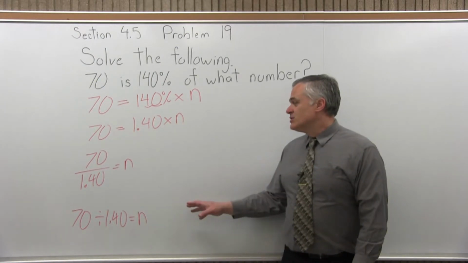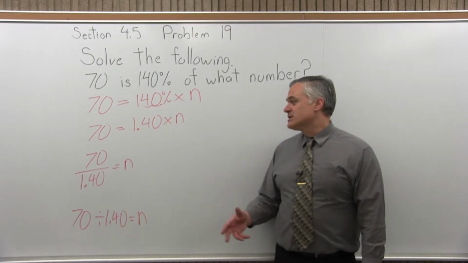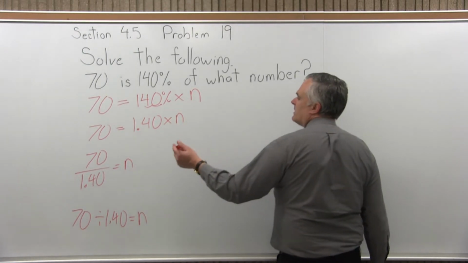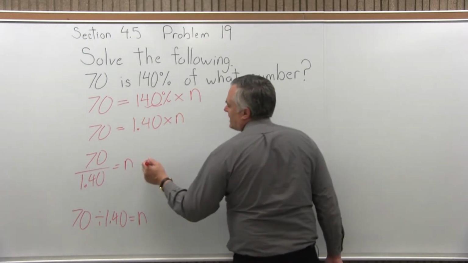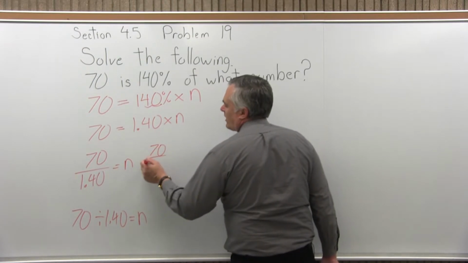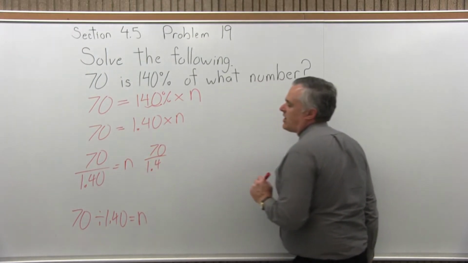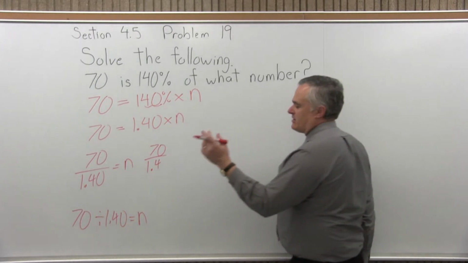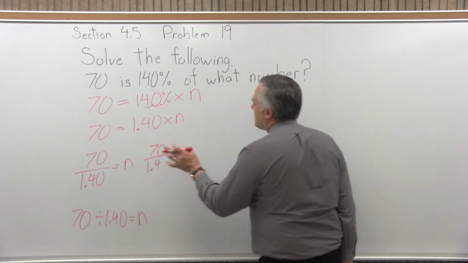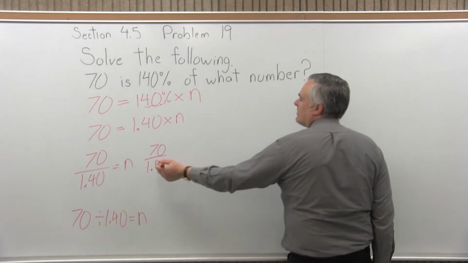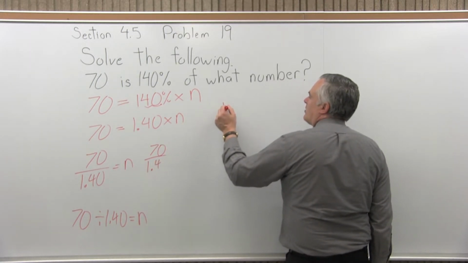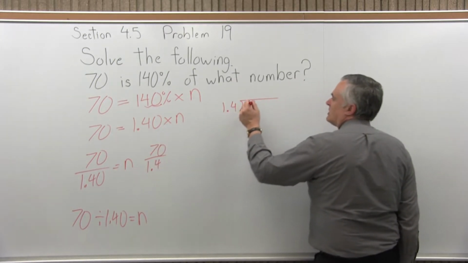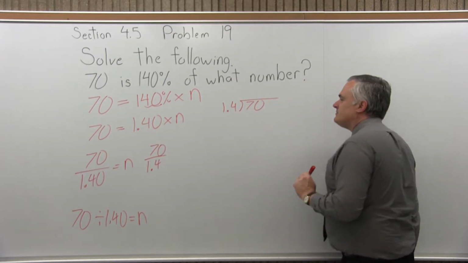If, on the other hand, your teacher will not allow you to use a calculator for this class, divide it the long way. If you're going to divide it the long way, instead of 1.40, you can call it 1.4, that's the same thing. With the calculator, it doesn't matter, leave the 0. By hand, let's not write it. So, the denominator of 1.4 goes outside of the division symbol. The numerator, the 70, goes under the division symbol.